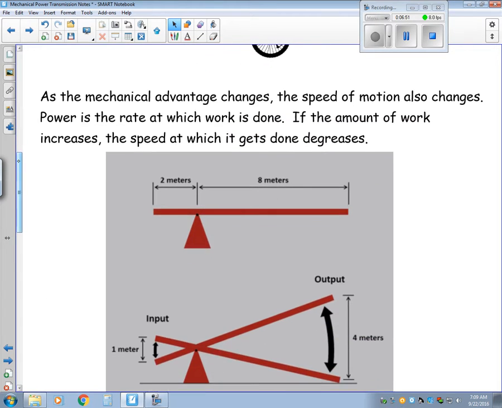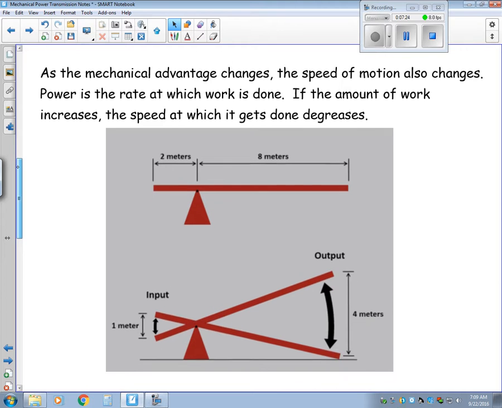So before we start talking about some of the math with that, we need to establish what exactly is mechanical advantage. What does it mean? How can we use it? So mechanical advantage is something that can change the speed of motion, and it can also change the direction that you're doing things. So if we go back to the definition of power, power is the rate at which work is done. If the amount of work increases, the speed at which it gets done decreases. So that's kind of another thing that machines can help us do.